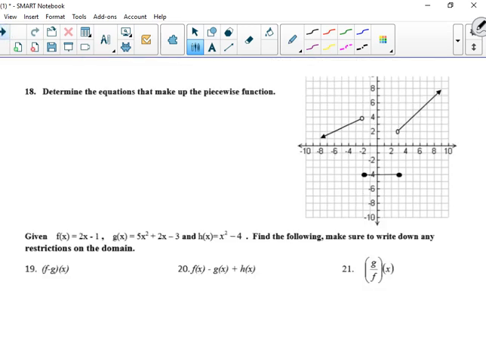Next page. And the last page. No, that's the last page. Unit 3 is a big one. This is going to be a longer video.